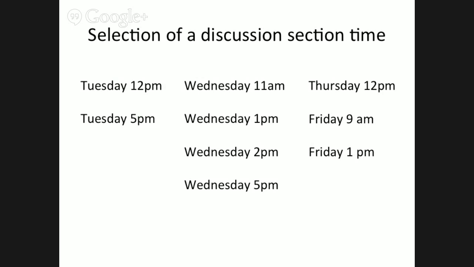Okay, so if you're ready, how many cannot do Tuesday at 12 p.m.? Many. Okay. How many cannot do Tuesday at 5 p.m.? A non-intersecting many. Okay. Wednesday at 11. Oh, it's gonna be bad. Okay. Wednesday at 1. You guys are busy. Wednesday at 2. Wednesday at 5. Thursday at 12. Friday at 9. Friday at 1.